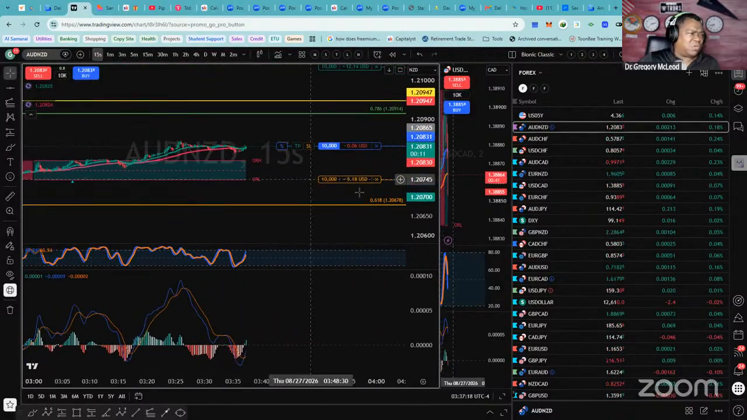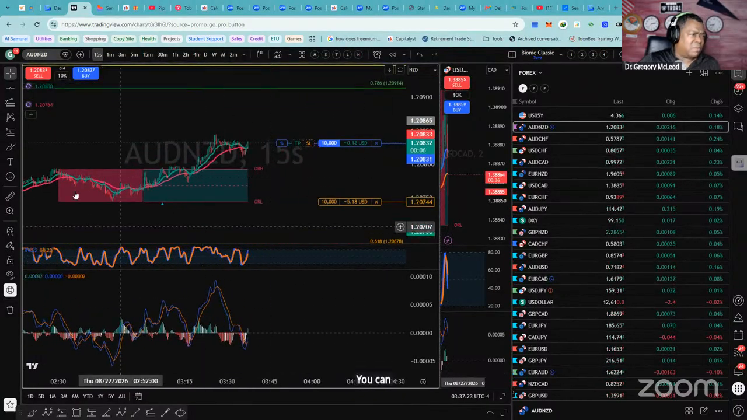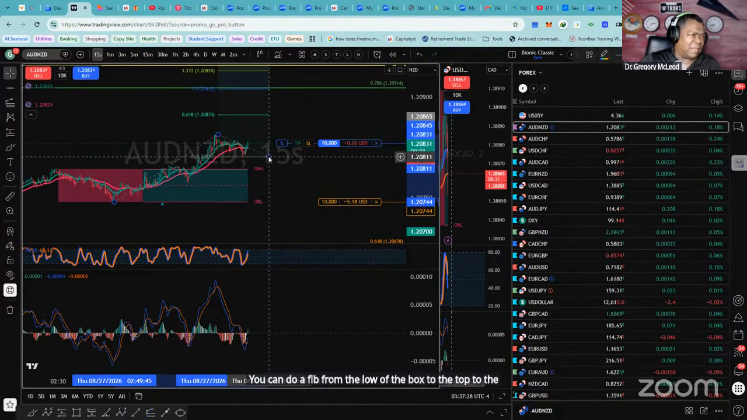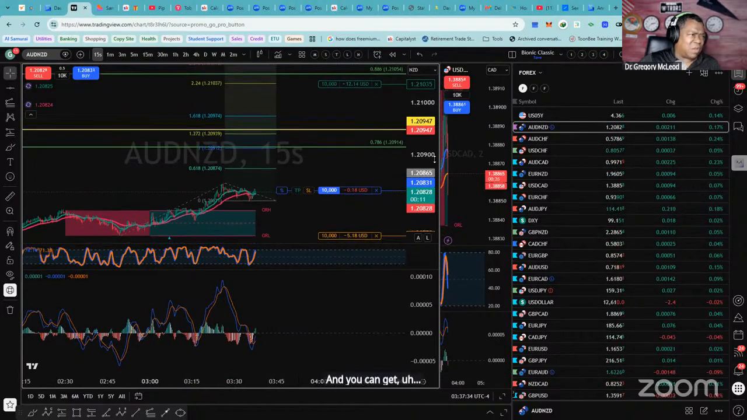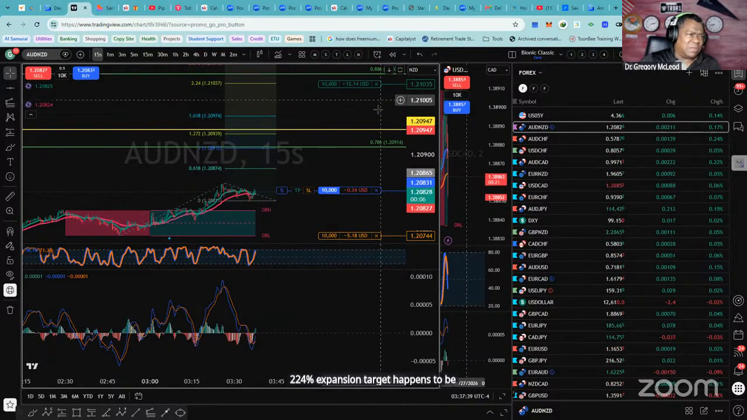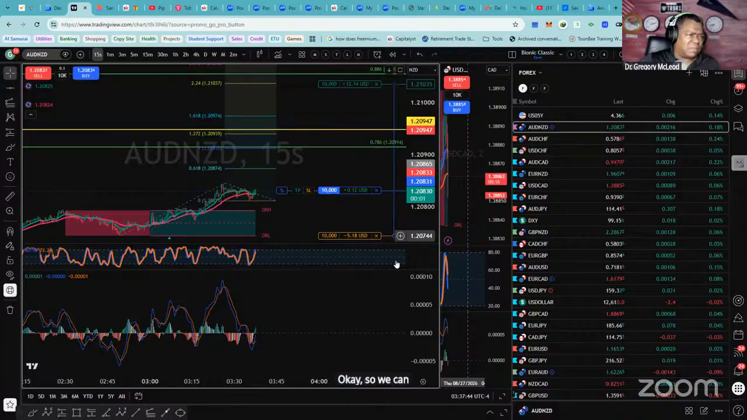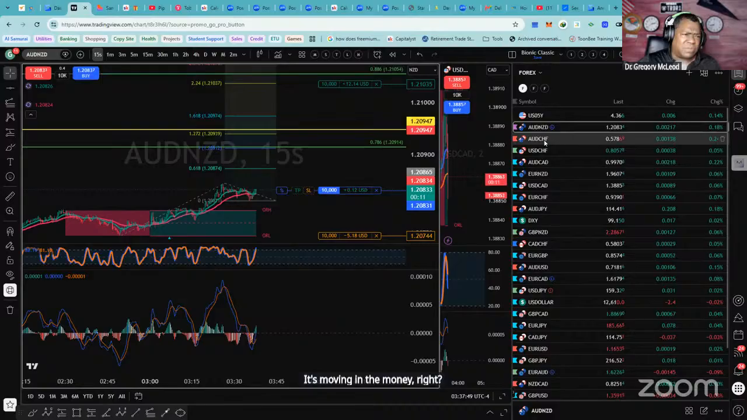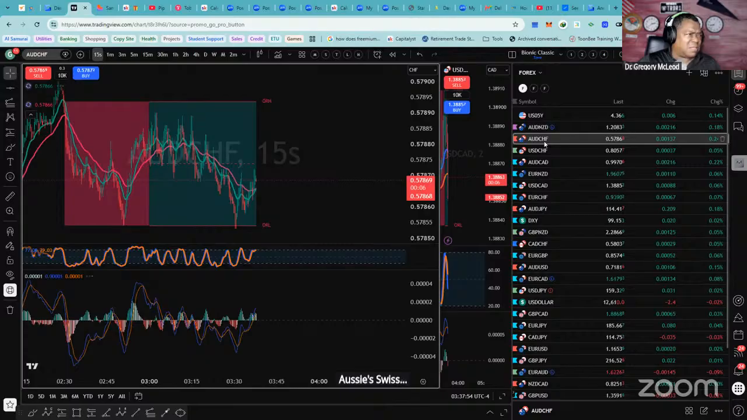And there's other things you can use, Fibonacci expansion targets too. You can do a fib from the low of the box to the top to the pullback, and you can get expansion targets. The 224% expansion target happens to be 121.03. Okay, so we can do that. And it's moving in the money, right? Let's go back to, what was the one we looked at? That was Aussie Kiwi, Aussie Swiss. Aussie Swiss didn't.